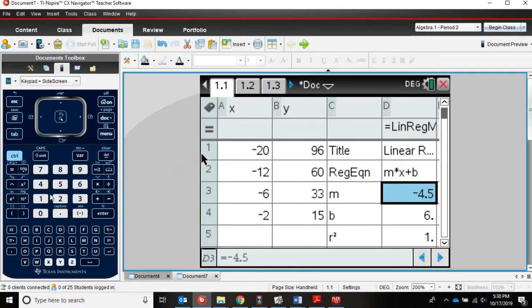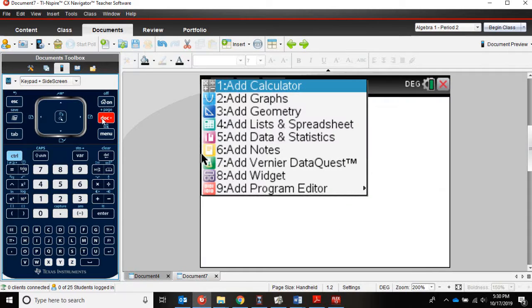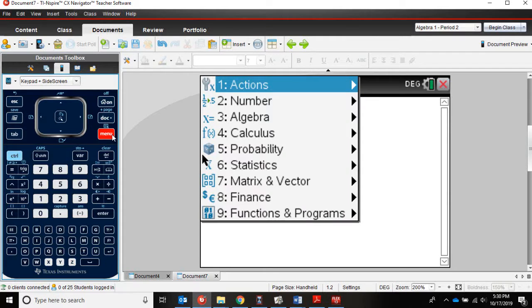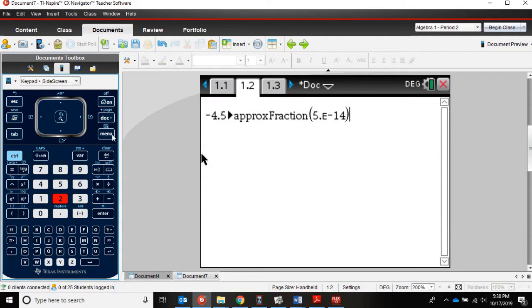Again, you can copy it by pressing Control-C, or you could just write it down. And then go to a calculator page by pressing Control-Doc, and Control-V will let you paste it, and then menu 2 for number, 2 for fraction will give you the fraction. Okay? All right, the very last one.